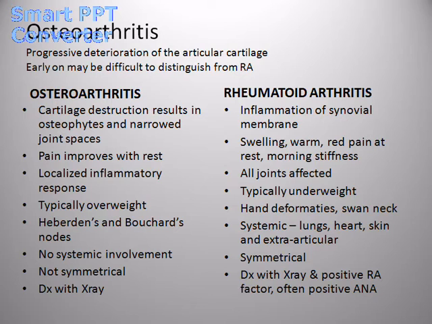There's several photos in your textbook on that. And it can have systemic involvement with the lungs, heart, skin, and extra-articular. It is symmetrical on both sides of the body, and it is diagnosed with X-rays and a positive rheumatoid factor. We may also see a positive ANA with individuals with rheumatoid arthritis.